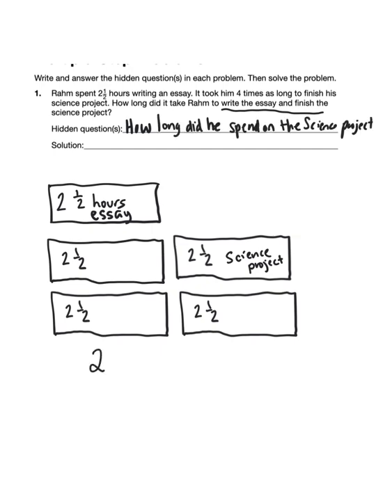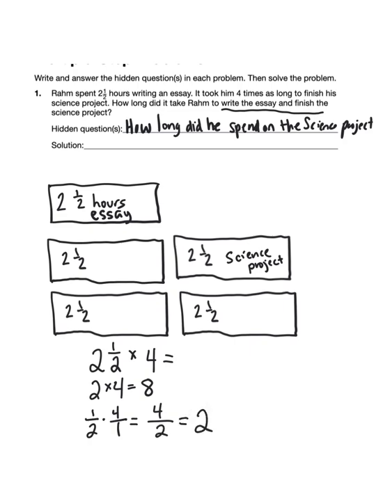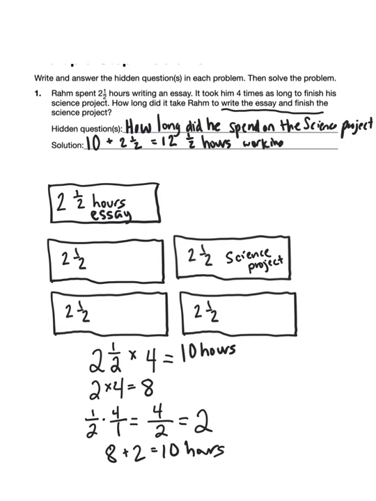Now, in order to answer our hidden question, we're going to multiply 2.5 times 4. Okay, so let's break this into two pieces. 2 times 4 is 8, and 1/2 times 4 over 1 gives us 4 over 2, which is 2. And 8 plus 2 is 10. So that's 10 hours that he spent on the science project. Now the last step is to add the 10 hours that he spent on the science project plus the 2.5 hours that he spent on his essay for a total of 12.5 hours working on both assignments.